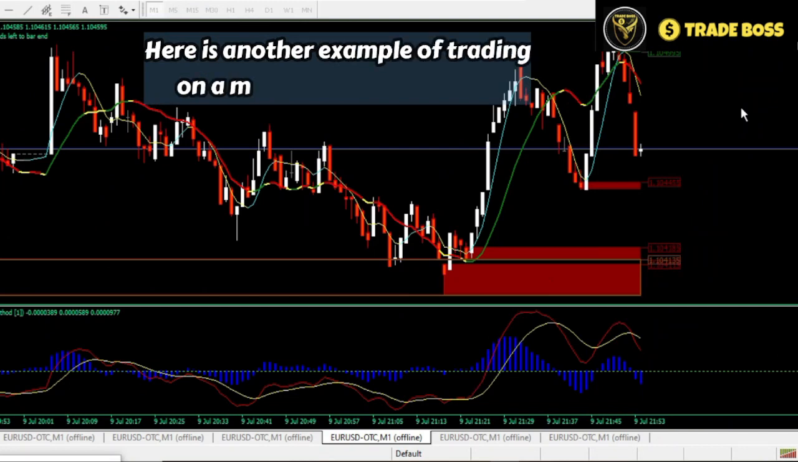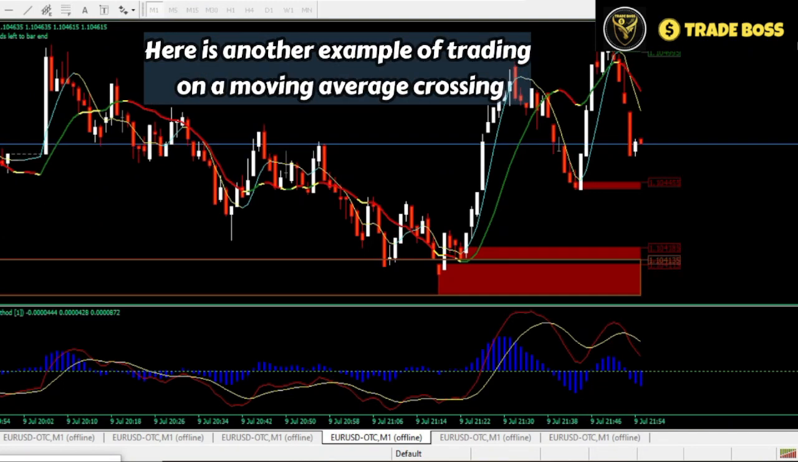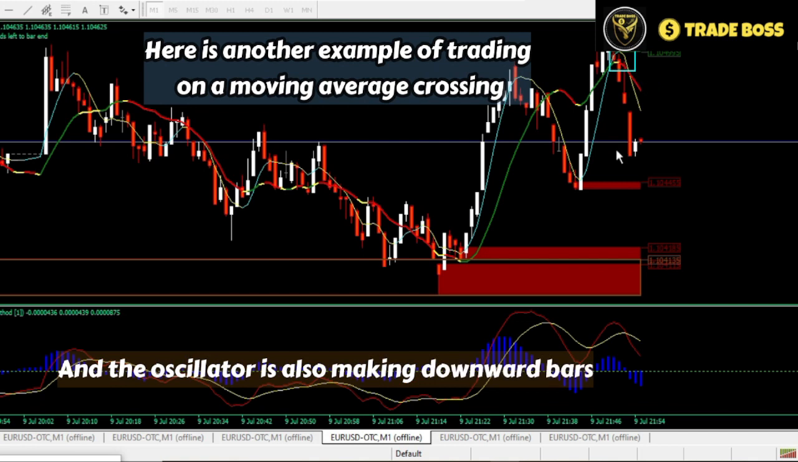Here's another example of trading on a moving average crossing. And the oscillator is also making downward bars.